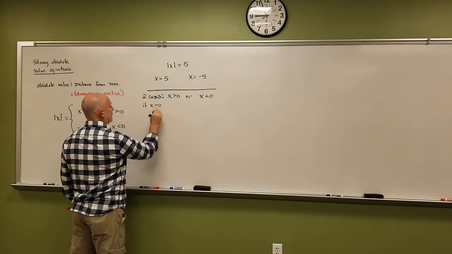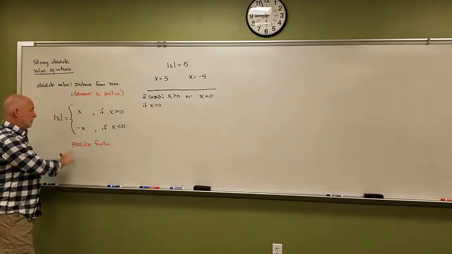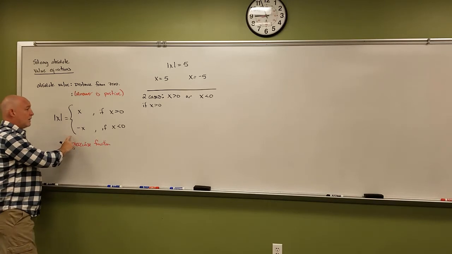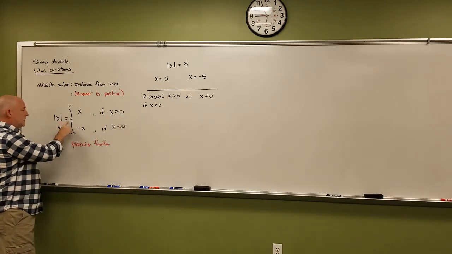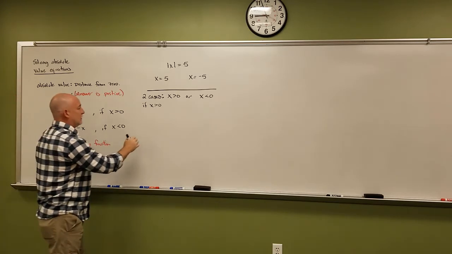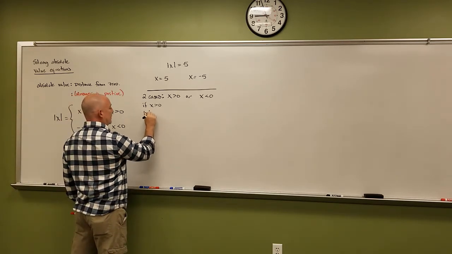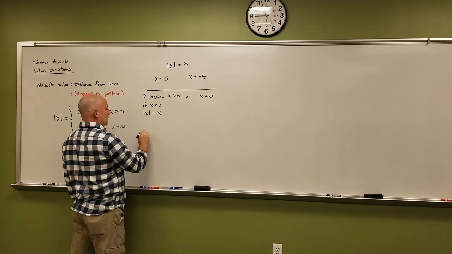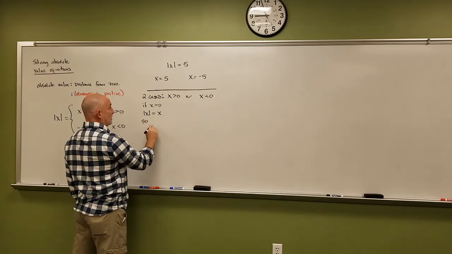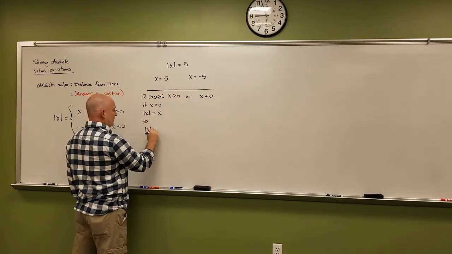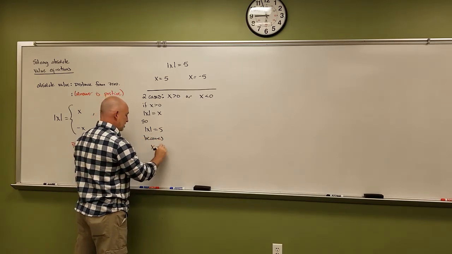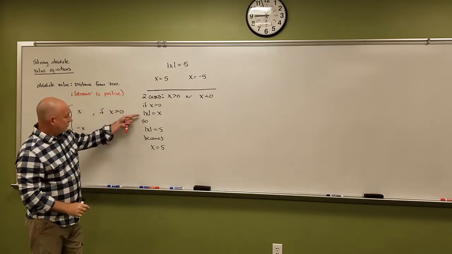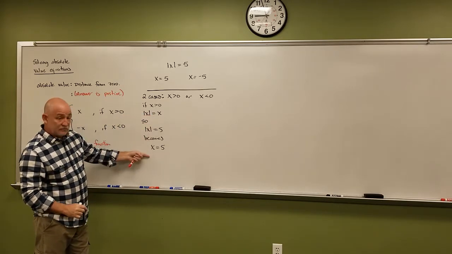If x is greater than 0. Well, according to our definition of the absolute value, if x is greater than 0, then the absolute value of x is just x. So the equation, the absolute value of x equals 5, becomes just x equals 5. All we did is replace the absolute value of x with x by its definition.